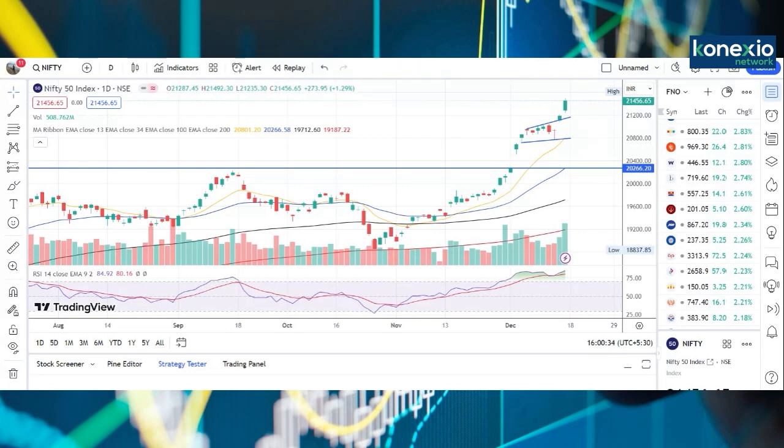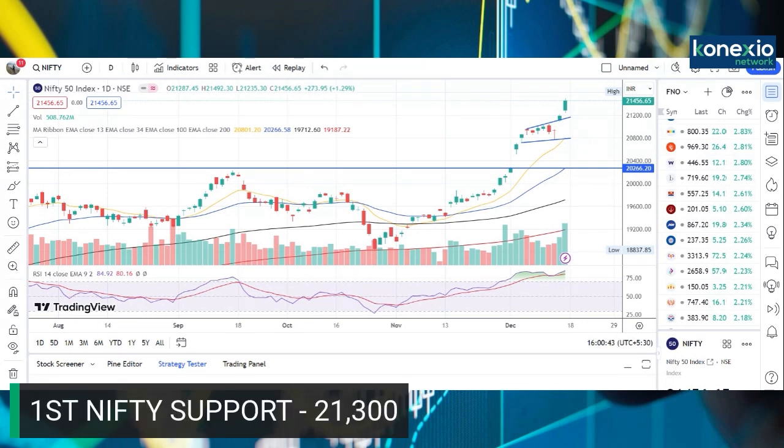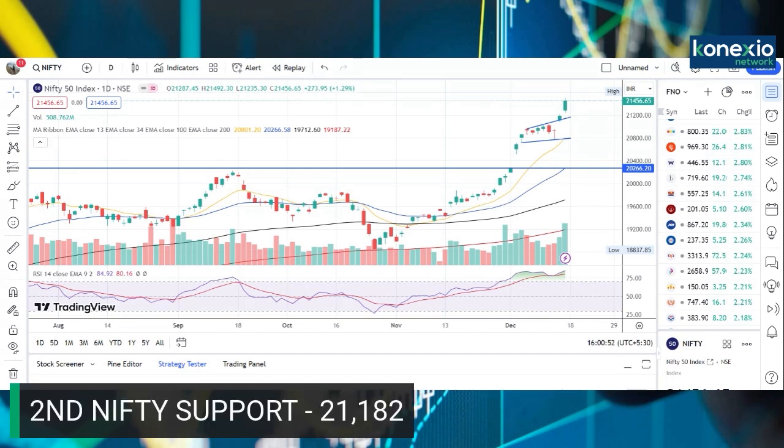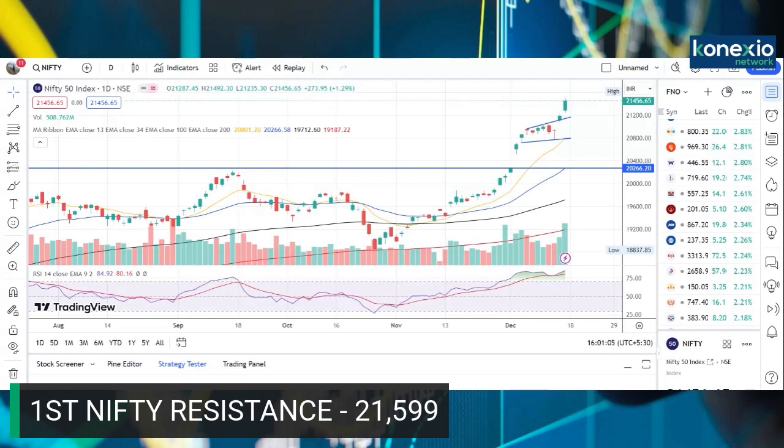So friends, now let us discuss the important support and resistance levels in Nifty for the next week. The first support in Nifty is placed at 21,300. Below that, the second support is placed at 21,182. And below that, the third support is placed at 21,037. Whereas on the upside, the first resistance is placed at 21,600.